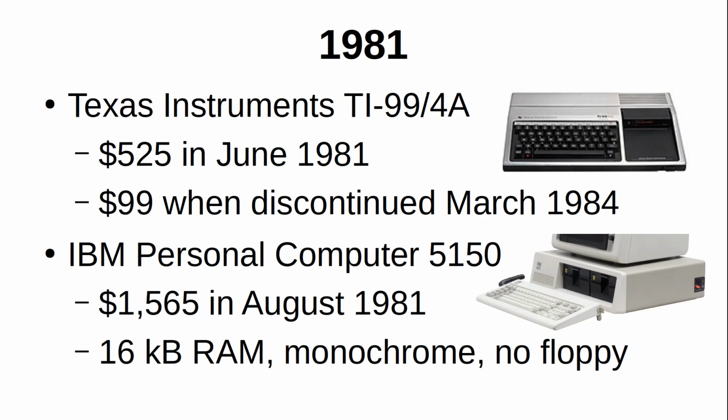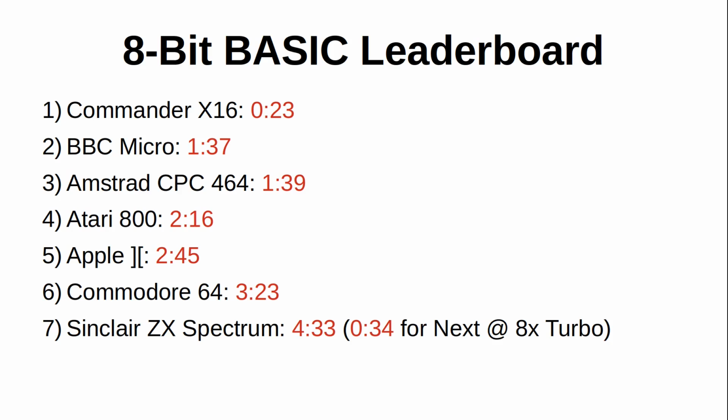So let's take a look now at what those 8-bit computers from the same time period were able to do. Well, of course, the Commander X16 is not from this time period. It's a modern version of a Commodore 8-bit computer. So it could do it very quickly, 23 seconds. And that's not really fair to compare it to the vintage 8-bit system.